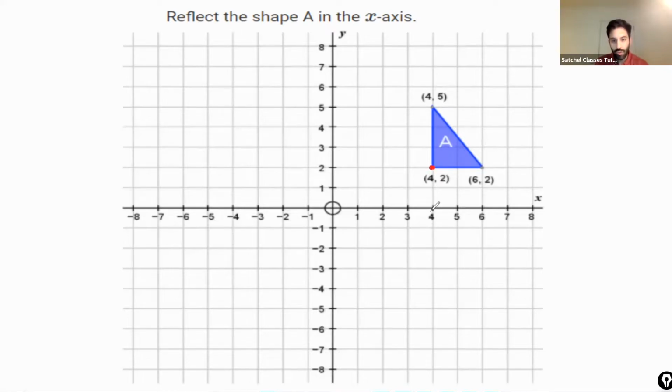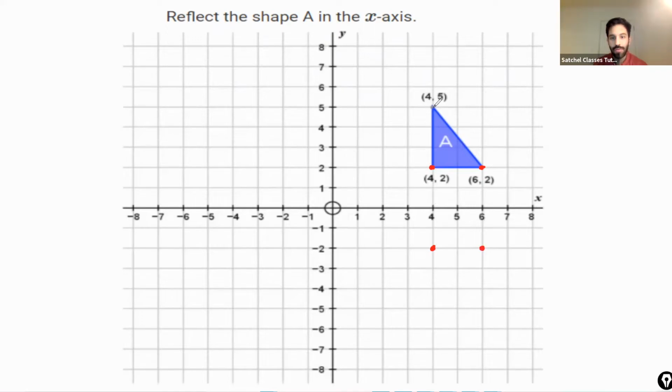So this corner is 1, 2 squares away from the x-axis. So we need to go the same distance across over here. So the distance is exactly the same. Therefore, this point and this point are split evenly along the x-axis. Then we can pick this point over here. So again, we are 1, 2 points away from the x-axis. So we need to be 1, 2 points away from the x-axis here.